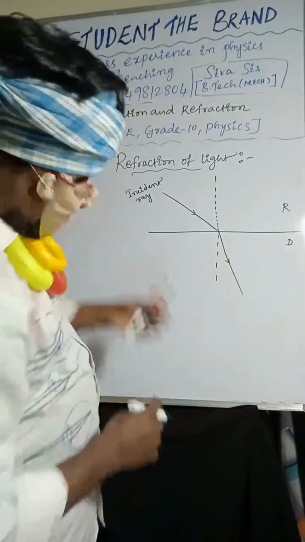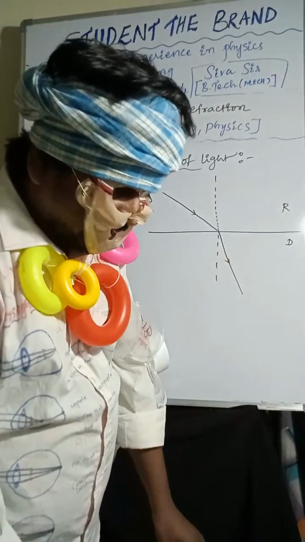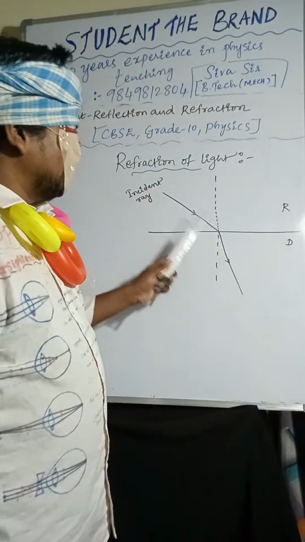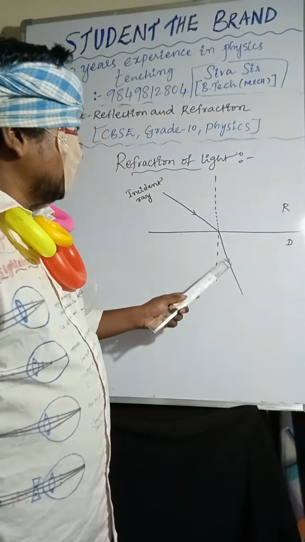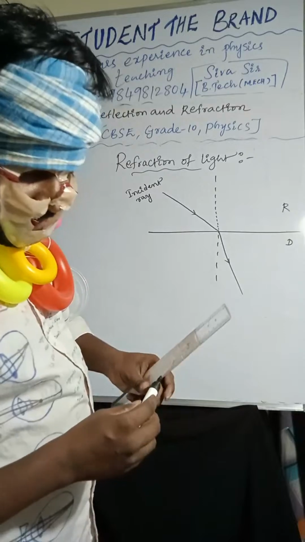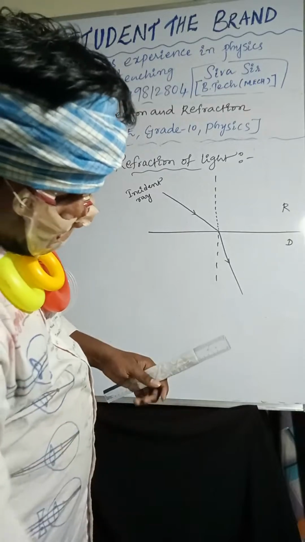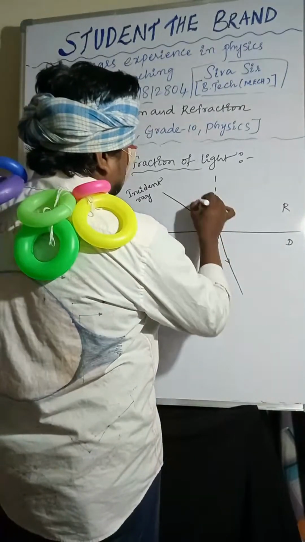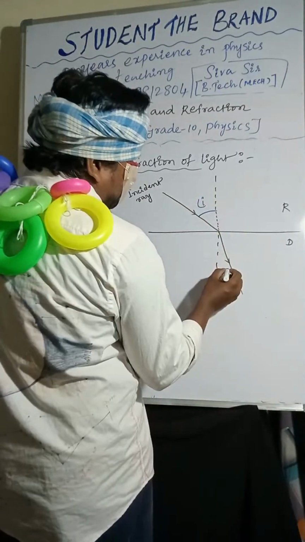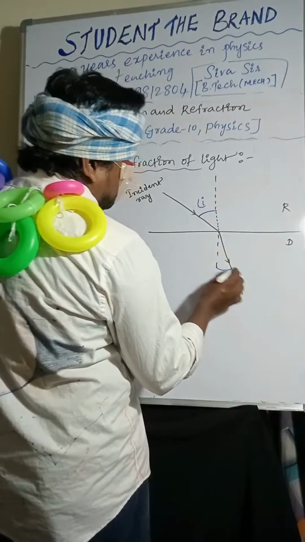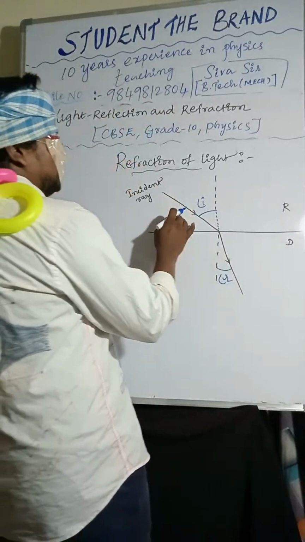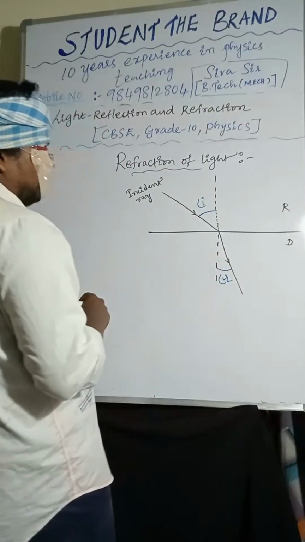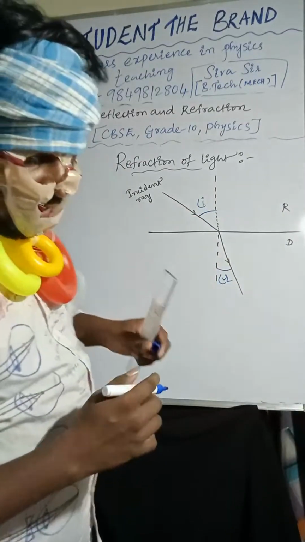So here, the first one is the incident ray, then the refracted ray. The angle between the incident ray and the normal line is called the angle of incidence. The angle between the refracted ray and the normal line is called the angle of refraction. So the path of the light changes.